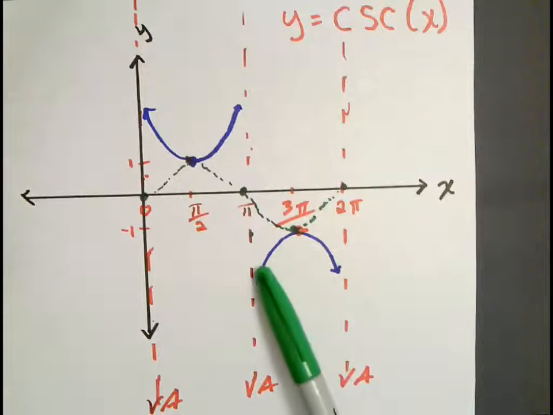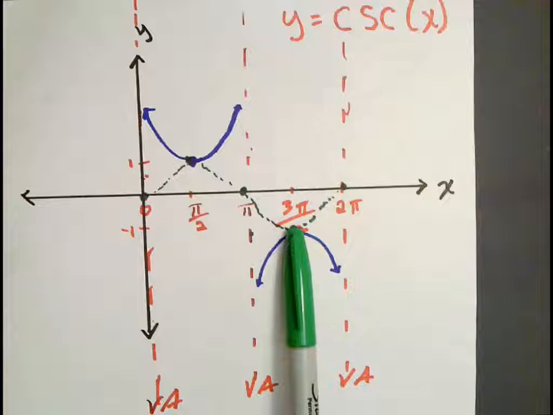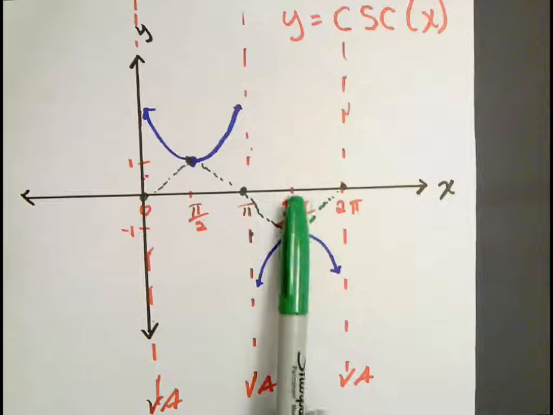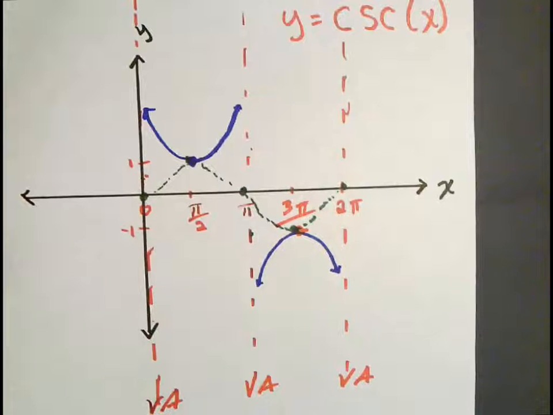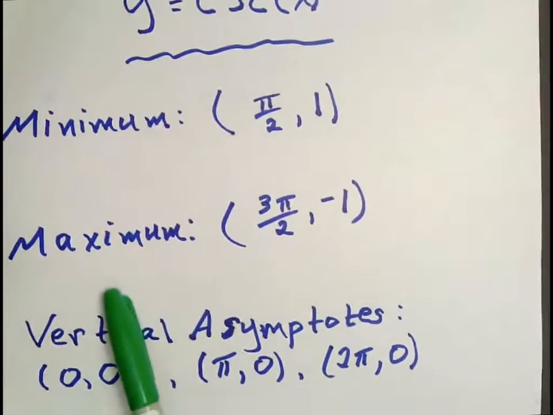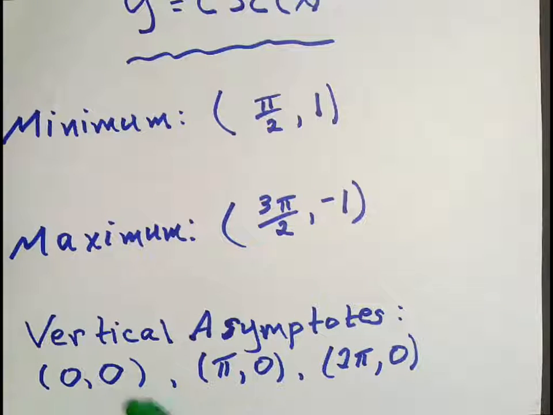And then over here, look at this piece separately. It's concave down. So this is going to be the largest y for this piece. So we're going to have a max at x being 3 pi over 2 and what? The negative 1. And I summed up what I was just saying about the minimum, the maximum, and the vertical asymptotes from the graph.